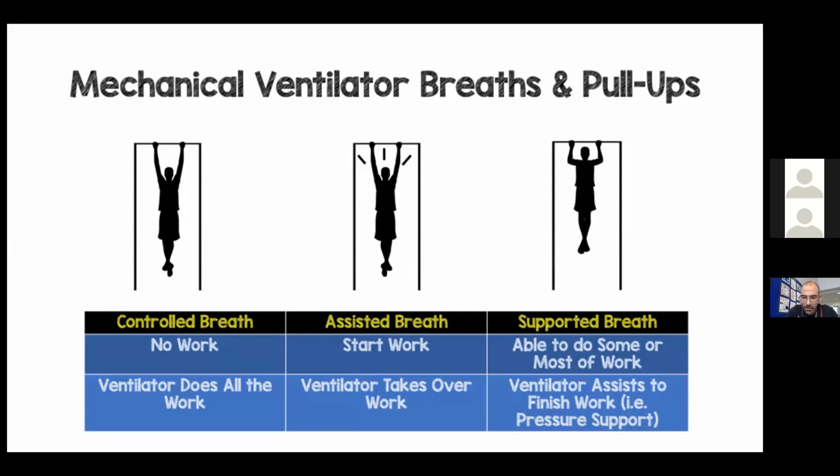And then the supported breath. The patient triggers the ventilation, the ventilator detects that breath, the patient is doing a little bit of effort, or most of the effort, but the ventilator just supports that breath.